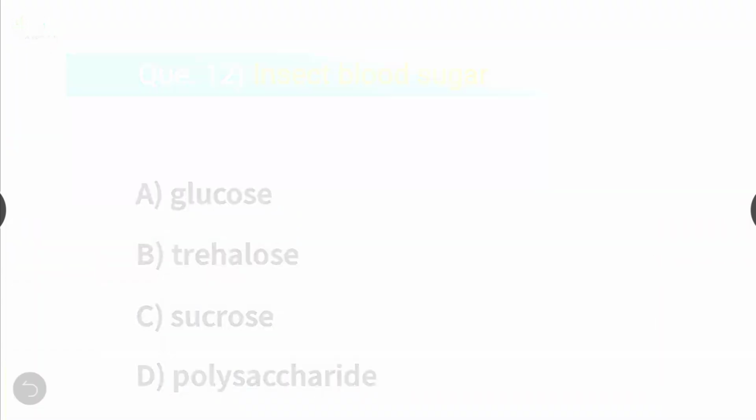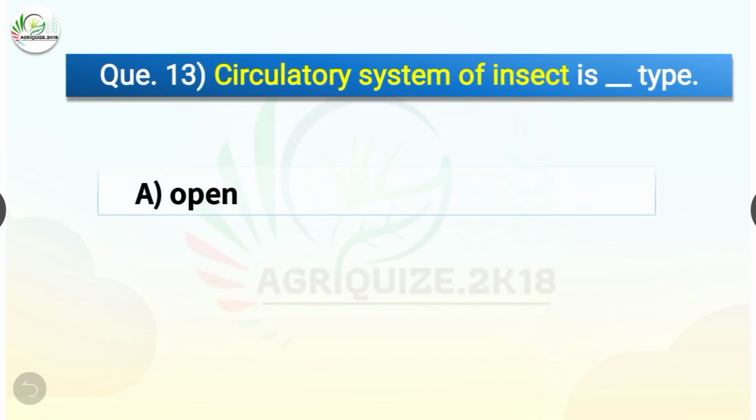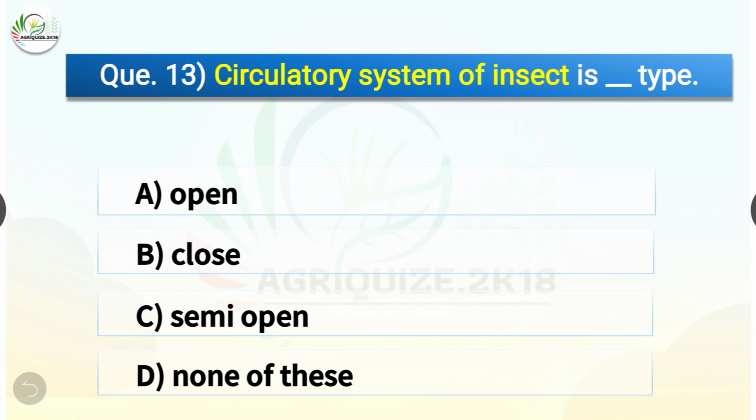Question number 13. The circulatory system of insect is dash type. The options are open, close, semi-open or none of these. The correct answer is option A, open. So circulatory system of insect is open type.